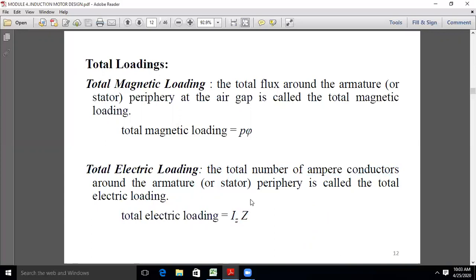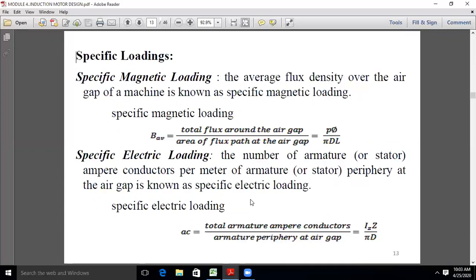So this is total loading. Now we need to consider the specific loadings. Specific magnetic loading is the average flux density over the air gap of a machine. Whatever we have seen so far was total; now we need to consider specific. So the average flux density over the air gap of a machine is known as specific magnetic load.